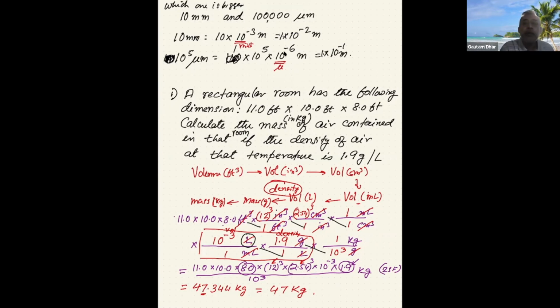10 multiplied by 10 to the minus 3 gives you 10 to the minus 2 meter. If you convert the micrometer, you are getting 10 to the power minus 1 meter. Which one is bigger, 10 to the minus 2 or 10 to the minus 1? Minus 1 is bigger. With negative powers, the smaller the negative power, the bigger the number. So 10 to the minus 1 is the bigger number. Again, when you are comparing things with two different units, you cannot compare unless you bring them to the same unit.